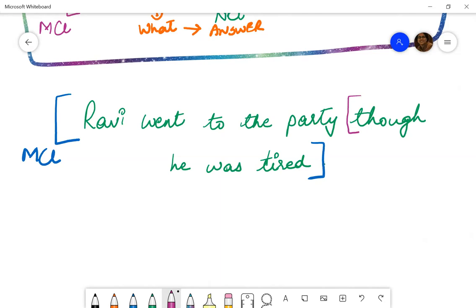But to the party does not really have any verb in it, so it doesn't matter. So Ravi went to the party, how? How did Ravi go? Though he was tired, Ravi went. And that is why it is ACL. But you will realize that this is not a clear-cut answer. What is easier then is to eliminate what it is not. And what it is not is, it is not a noun clause and it is not a relative clause.